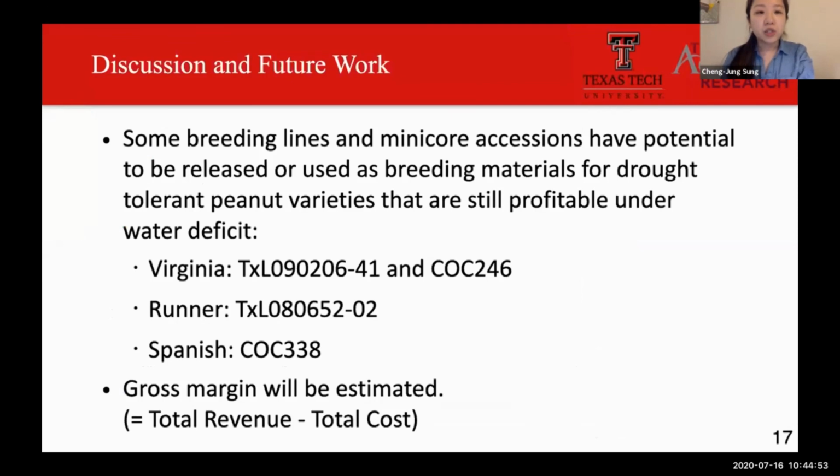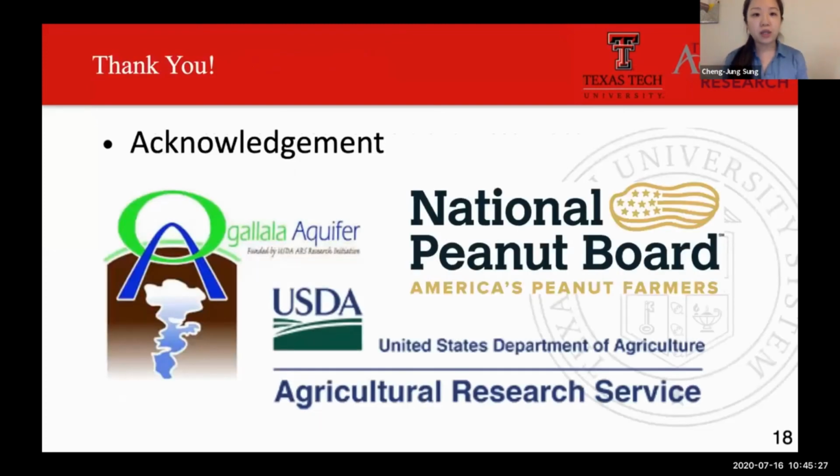For the discussion and future work, some breeding lines and mini-core accessions have potential to be released or used as breeding materials for drought-tolerant peanut varieties that are still profitable under water deficit, including those that I circled from the previous page. For future work, I would like to calculate the gross margin, which will be estimated as the total revenue minus the total cost. Thank you. Acknowledgement to the Ogallala Aquifer project, funded by USDA ARS Research Institution and the National Peanut Board.